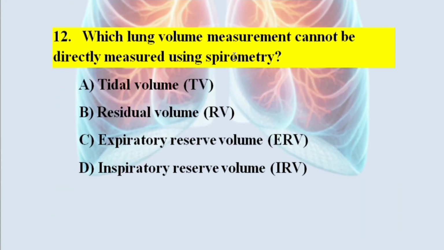Which lung volume measurement cannot be directly measured using spirometry? Alpha, tidal volume, beta, residual volume, Charlie, expiratory reserve volume, delta, inspiratory reserve volume. So here the right option is beta, residual volume.